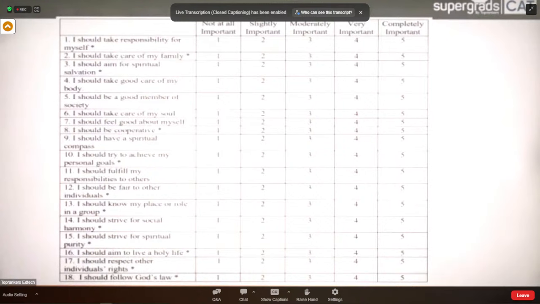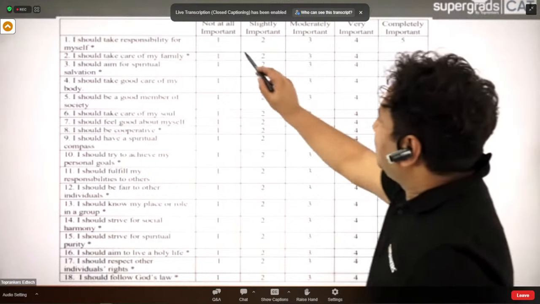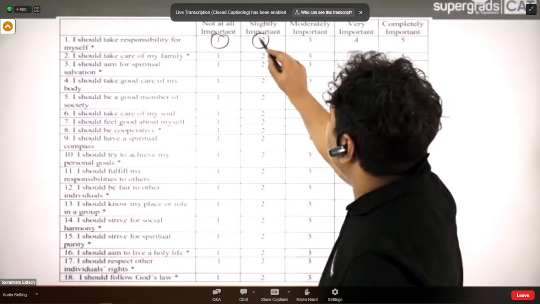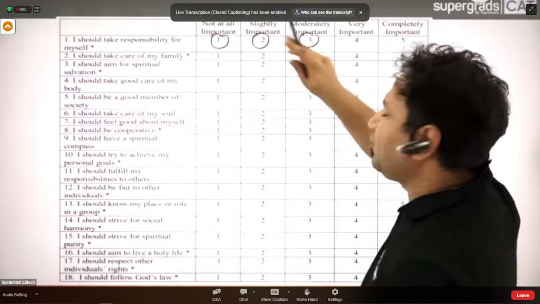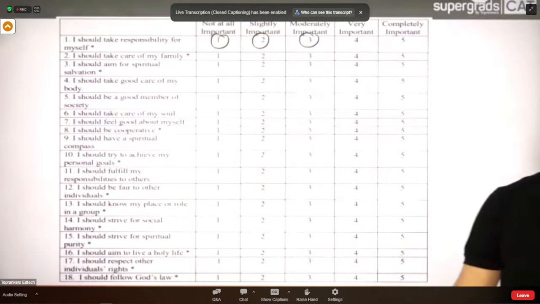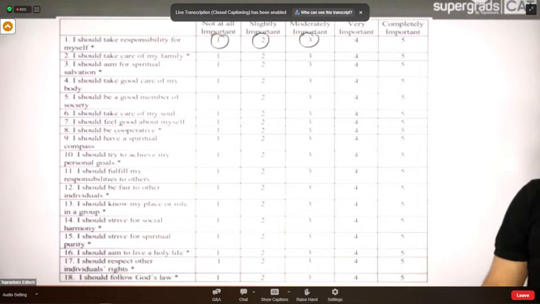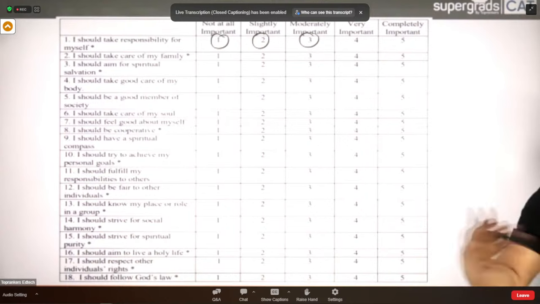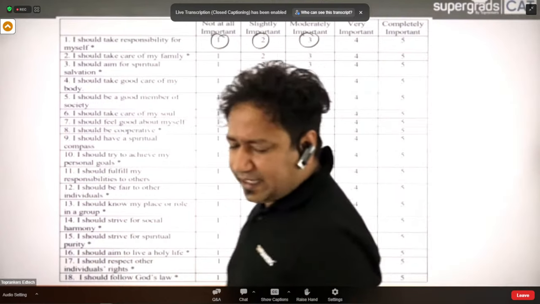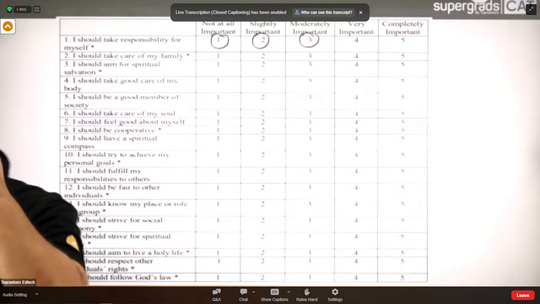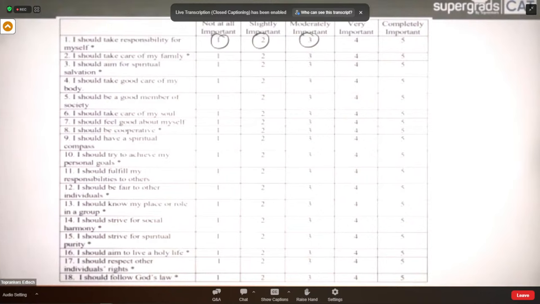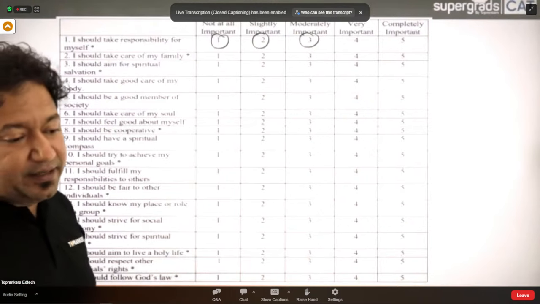Ek baat to confirm hai, koi bhi one ya two ya three mark nahi karega. So normally what happens in real life, things are not totally wrong or totally right. There can be certain things, but a lot of things are not completely wrong or completely right.